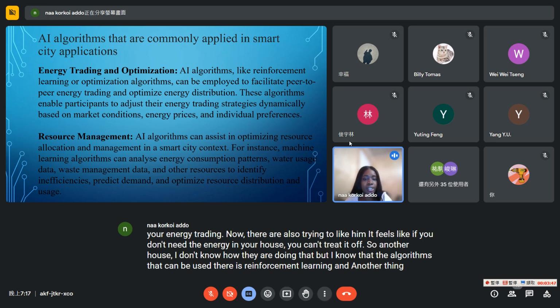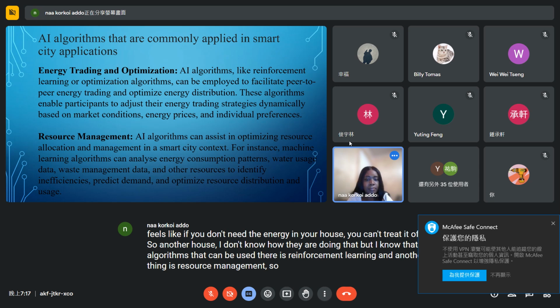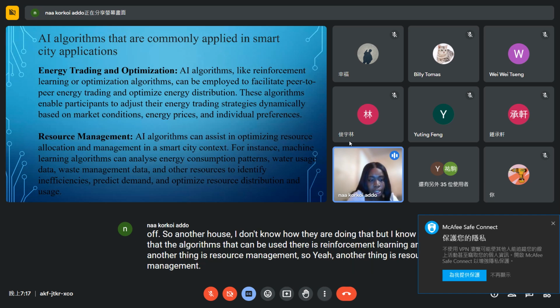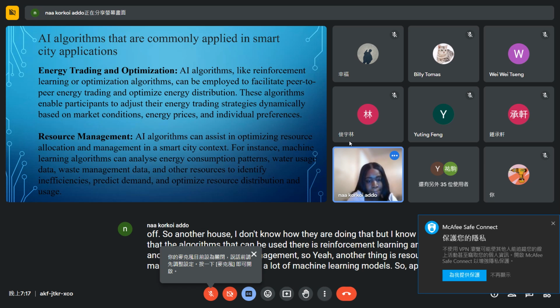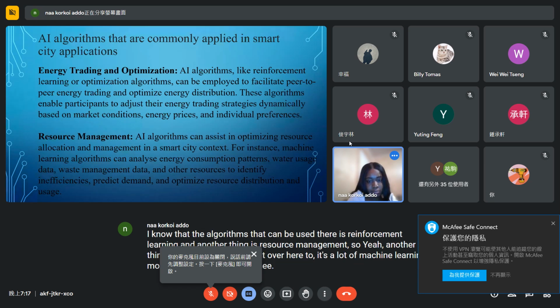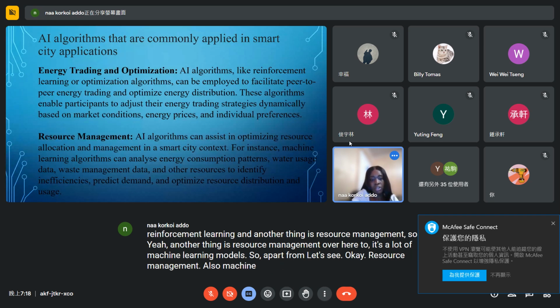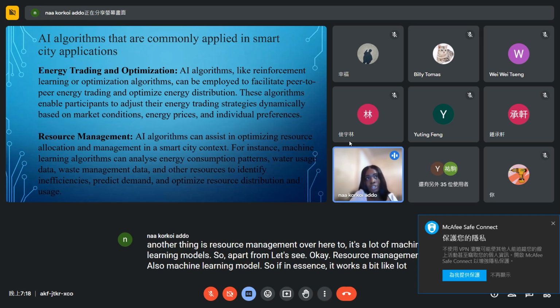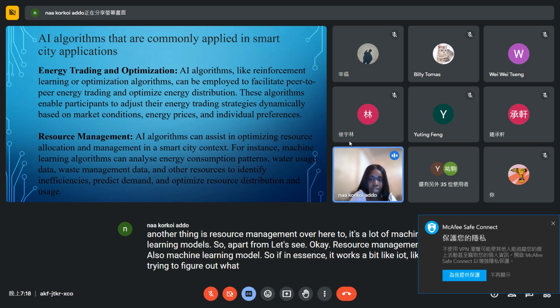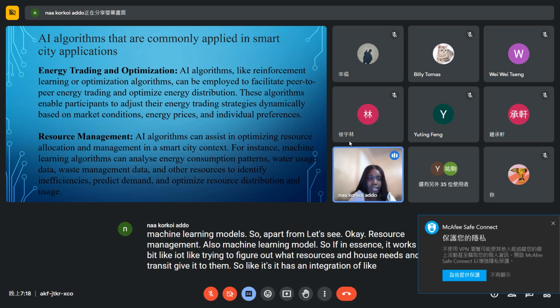Another thing is resource management. Over here too, it's a lot of machine learning models. So in essence it works a bit like IoT, trying to figure out what resources a house needs and trying to give it to them. So it has an integration of IoT and AI.